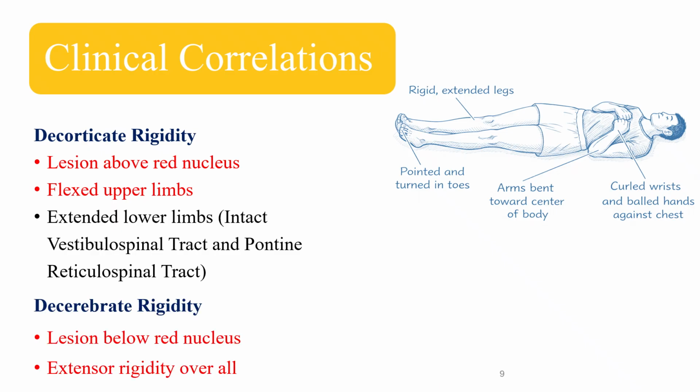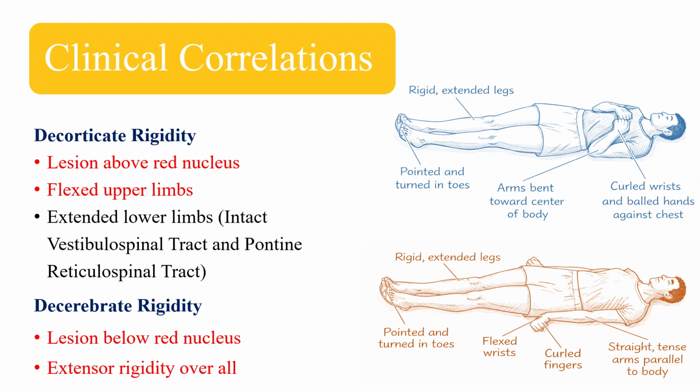While if the lesion is below the red nucleus, the person can present with decerebrate rigidity, and you will find extension all over the body. It's because all of the fibers coming from the red nucleus are severed, and then the vestibulospinal tract and the pontine reticulospinal tract function unopposed, and that's why the whole body is in an extension and rigidity position.